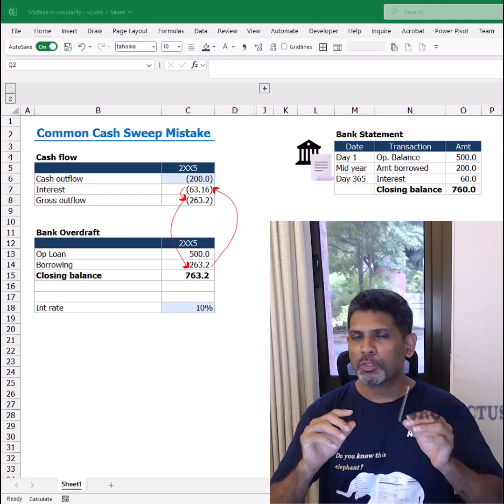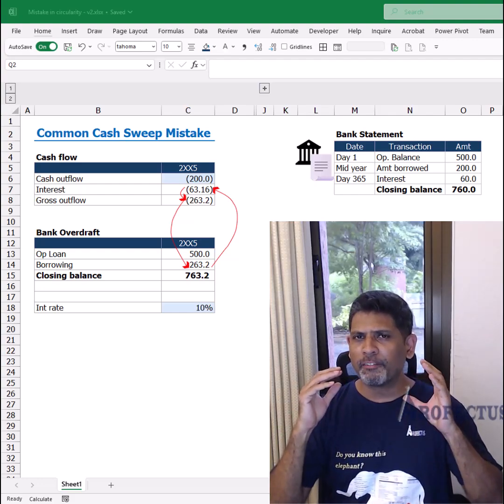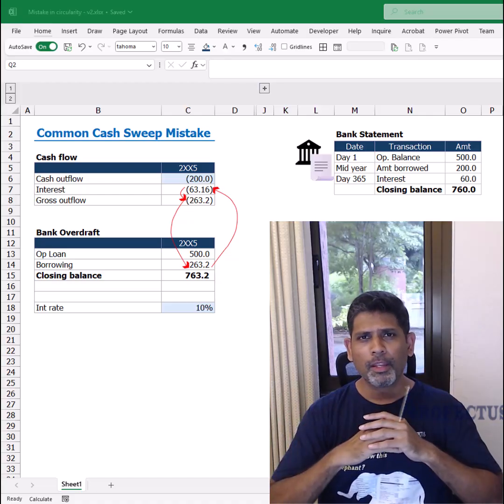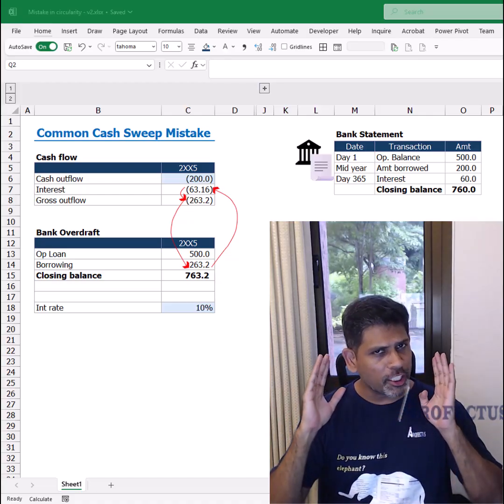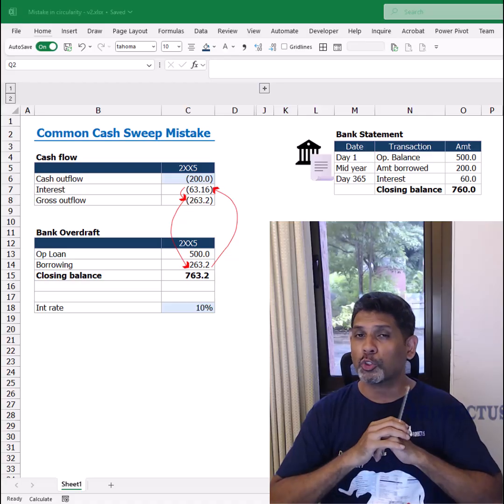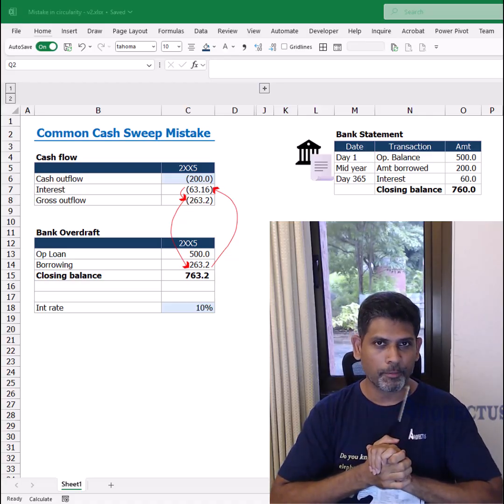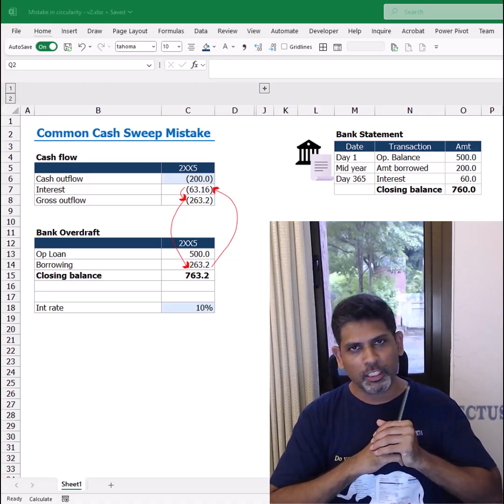Hi. Circular reference is often used in financial modeling, cash sweep statements. But do you know that it's not just wrong from an Excel perspective, but it is also wrong from a mathematical perspective? Let me show that to you with this illustration.